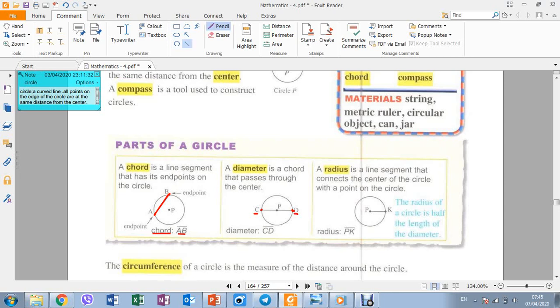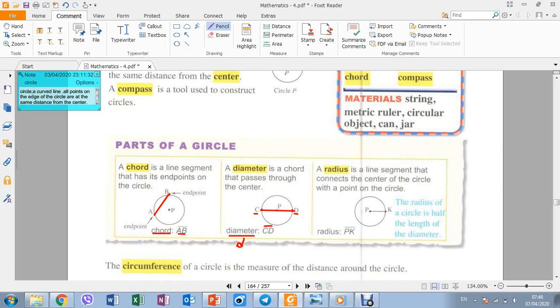Now, when this chord passes through the middle point, the center, looking like this, what is it called? Diameter. So how do we read it? You tell me: diameter CD, with the line segment on top. Or you can write only D, which means diameter.